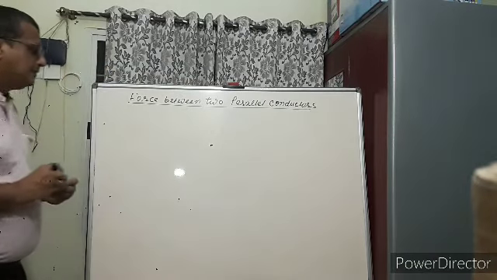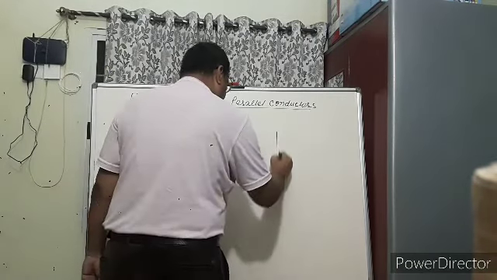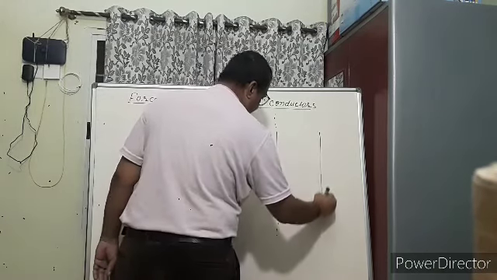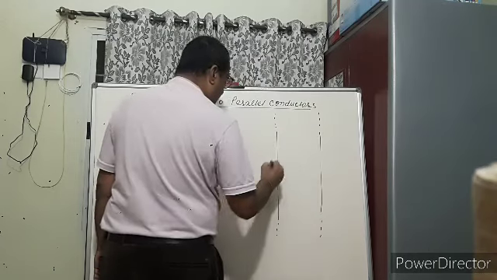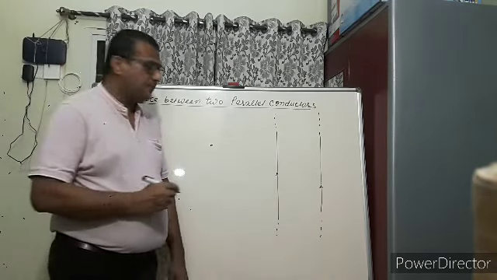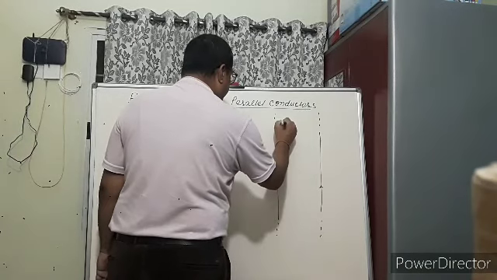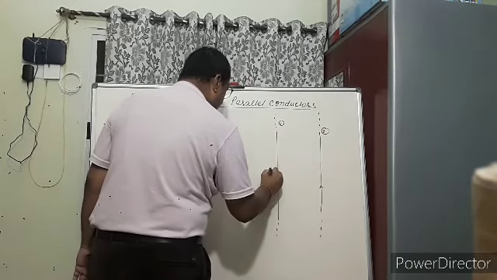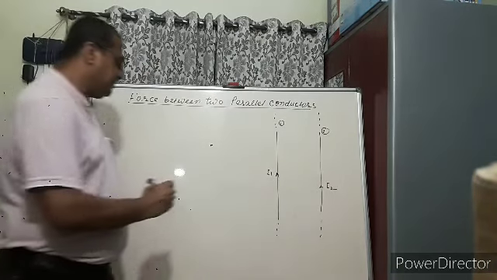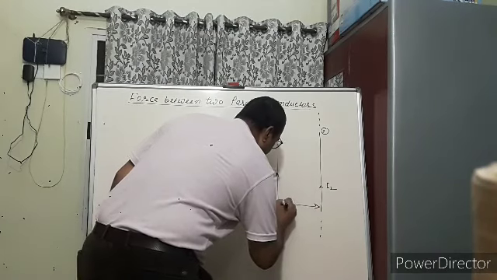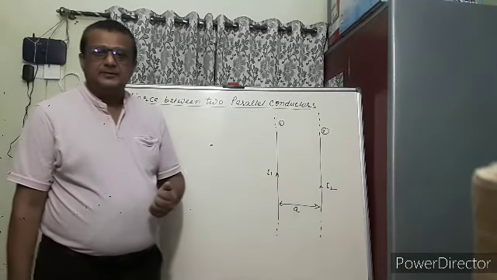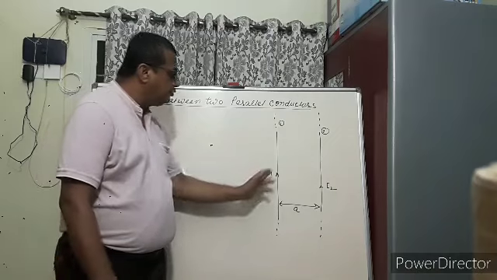Suppose that there are two conductors. These conductors are infinite and current is flowing in the same direction. Through the first wire I1 current is flowing and through the second wire I2 current is flowing. The separation between the two wires is A. Now we have to discuss how force is acting between two parallel conductors.